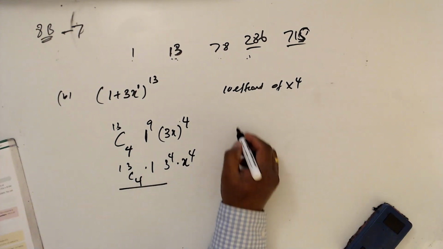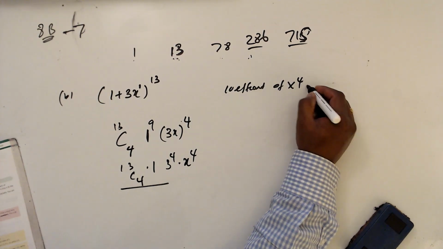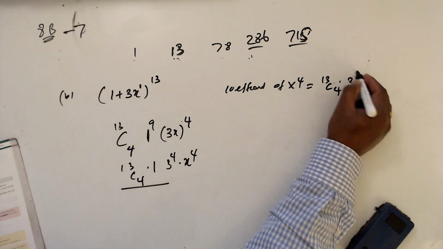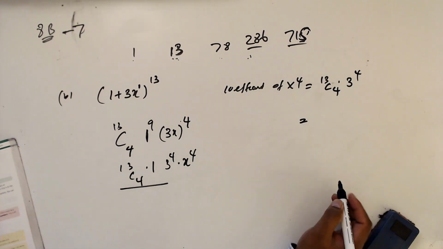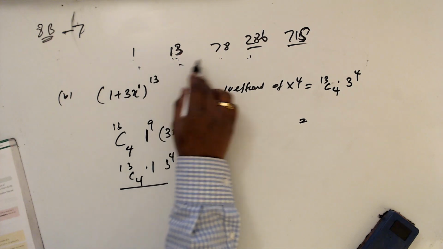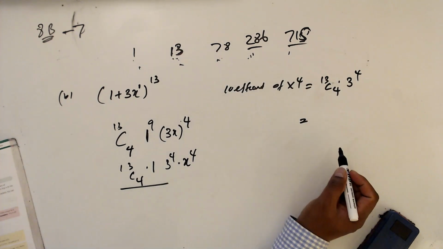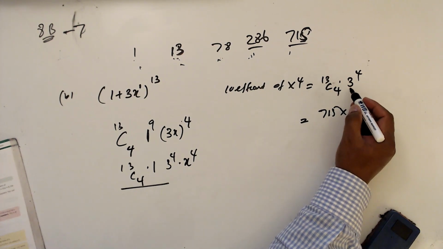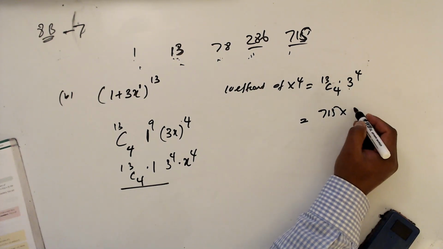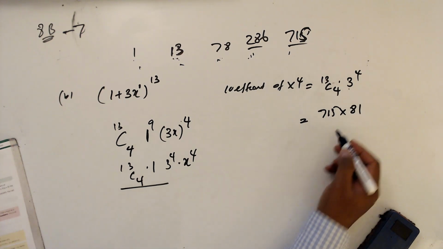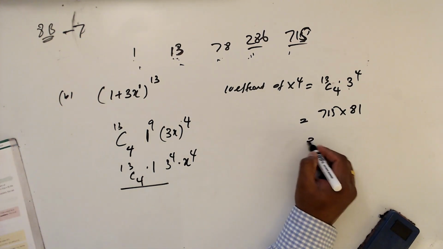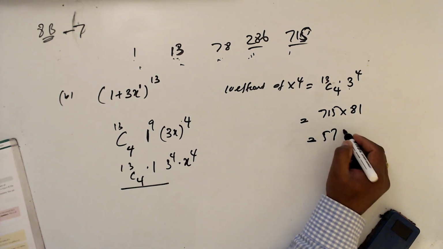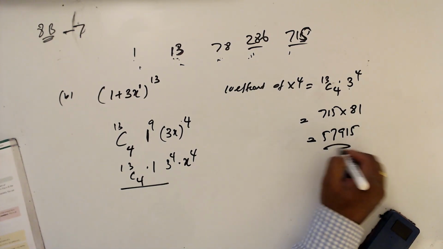Now the coefficient of x^4 is 13C4 times 3 to the power 4. 13C4 means 0, 1, 2, 3, 4, which is 715. 715 times 3 to the power 4, which is 81. And your answer should be 57915.